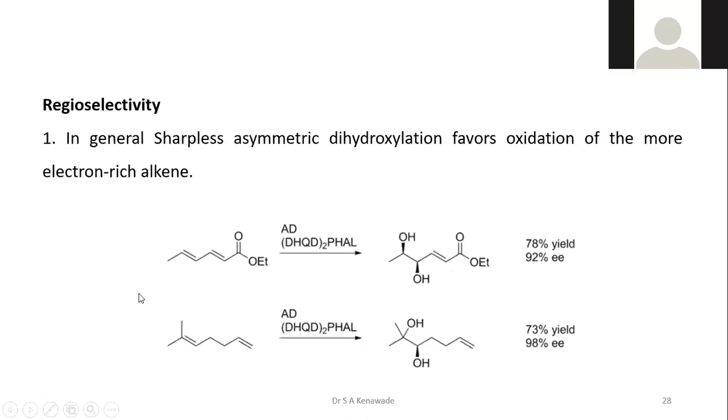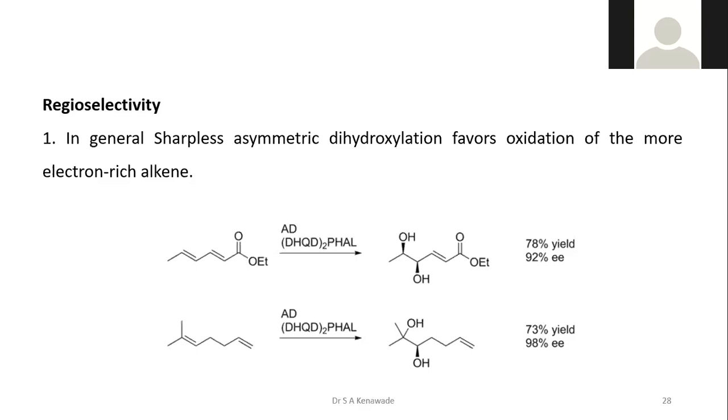Then the site selectivity. A general Sharpless asymmetric dihydroxylation favors oxidation of the more electron-rich alkene. Here is an example where two alkene groups are present. One alkene group is very near to the carbonyl group, and one alkene group is far away from the carbonyl group. Then AD-mix will react with the alkene group which is far away from the carbonyl group. That is, the electron-rich alkene will react. And here (DHQD)2PHAL is used, meaning the OH groups form above the plane.